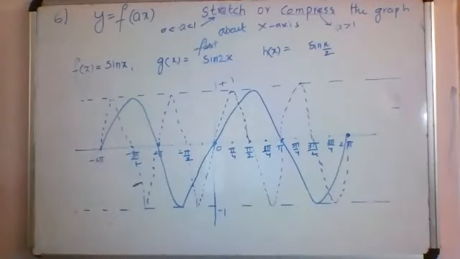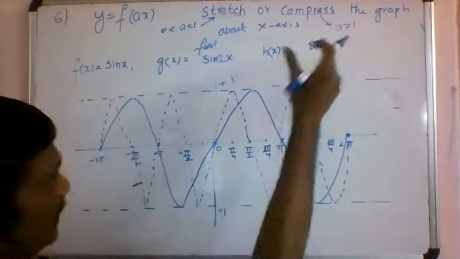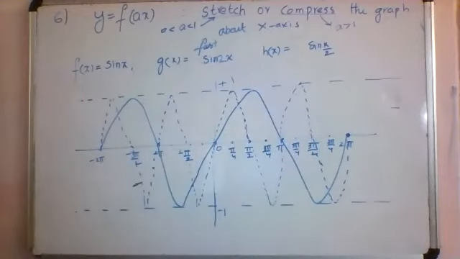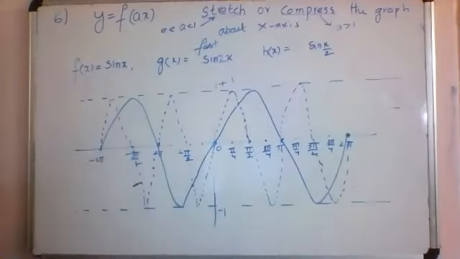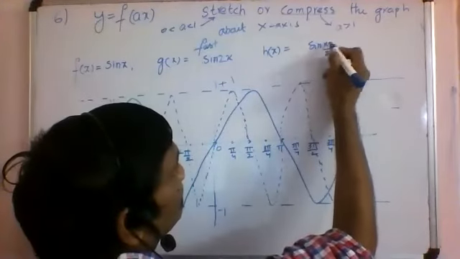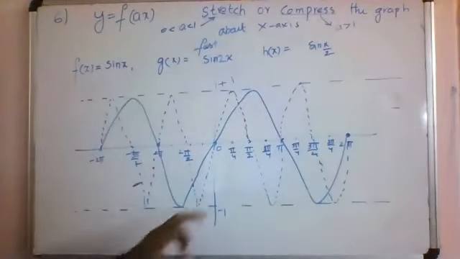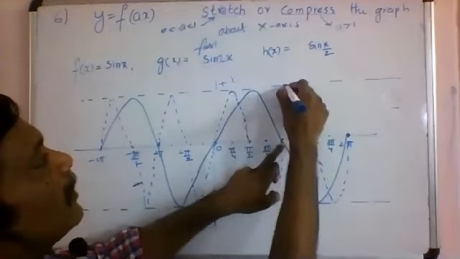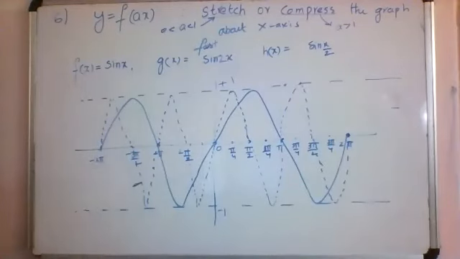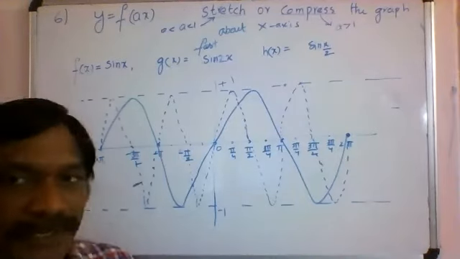Now let us see this one, sin x by 2. For what value of x does this become 1? Pi. When x is pi, sin pi by 2 becomes 1. So at this position, the new graph is reaching 1, is it not? Shall I draw a graph here itself, or shall we take one more graph?